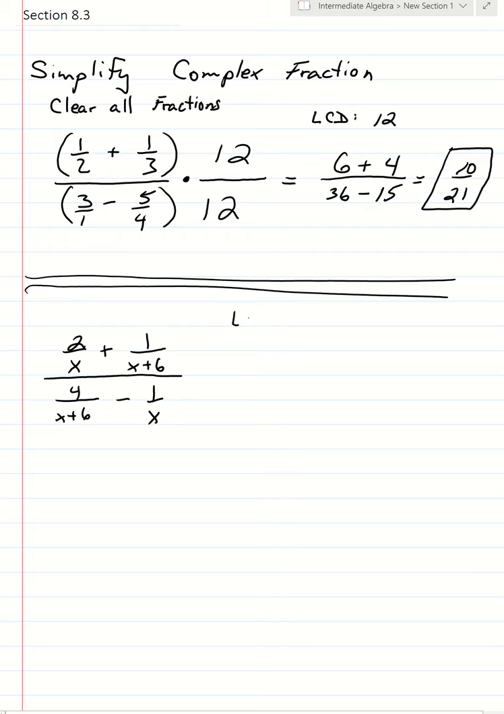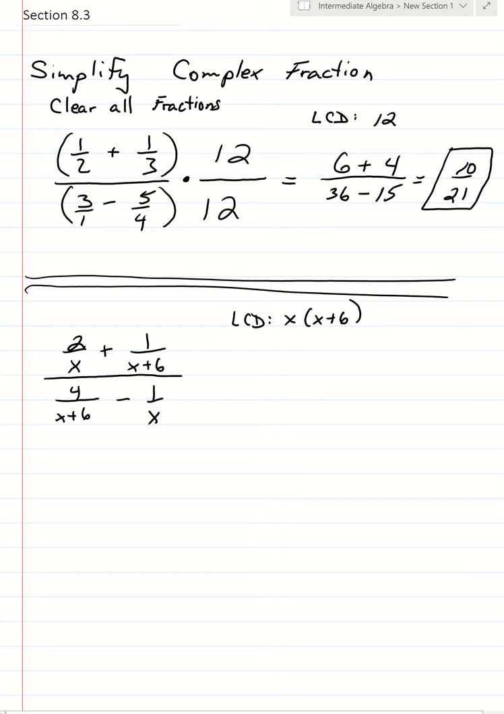To find the lowest common denominator, each different denominator needs to be represented. So I have the denominator of x. That needs to be accounted for. But then I have a different denominator, x plus 6. That also needs to be accounted for. So my lowest common denominator is made up of each different denominator. It must have the x, and it must have the x plus 6.